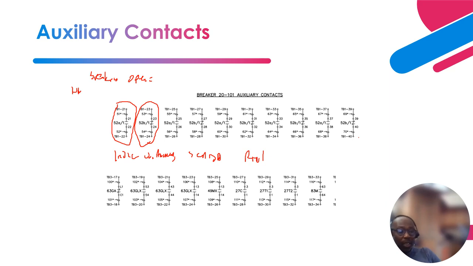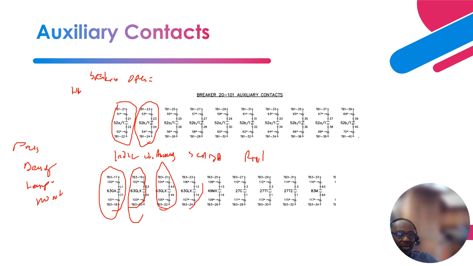Okay, so next, remember I made mention that the high voltage circuit breakers utilize SF6 gas as the dielectric medium, the arc quenching medium, the insulating medium, right? So these are the contacts that basically come from the gas. You need to monitor the pressure of the gas, the density of the gas, the temperature of the gas, and the moisture level of the gas, right? So these are all auxiliary contacts that you can utilize from this 63GA. The 63GA is the main contact, and these are all auxiliary contacts.